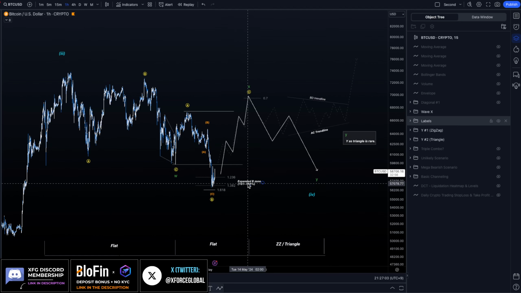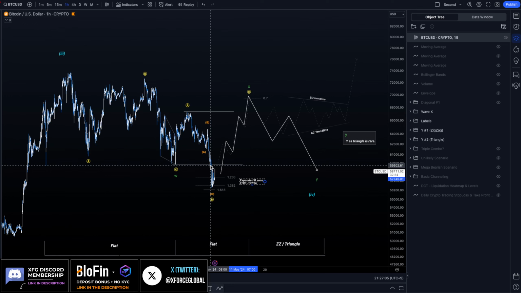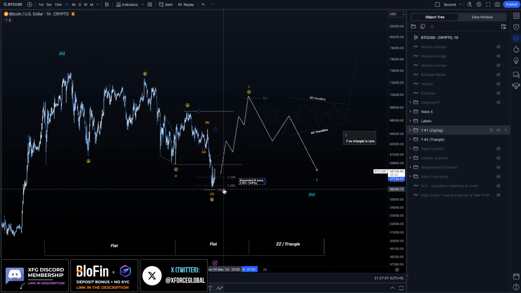And again, the expanded flat for the B pocket can end anywhere between the 1.01 to the 1.382%, and that is what we got, just fairly past that. So now we're looking for another 5-wave impulse. If the bulls are able to maintain and come back up and break through major resistance levels now, we're going to be looking for a 5-wave impulse, preferably back into the 0.7 or the 70%.